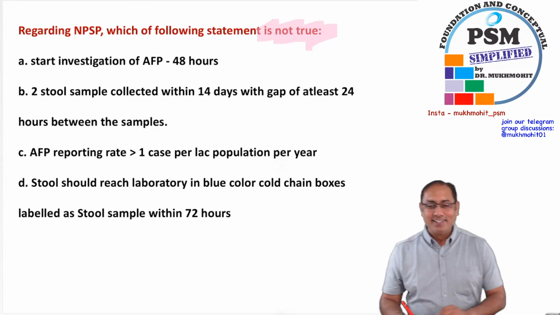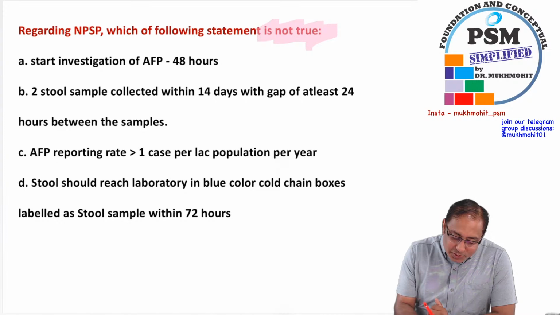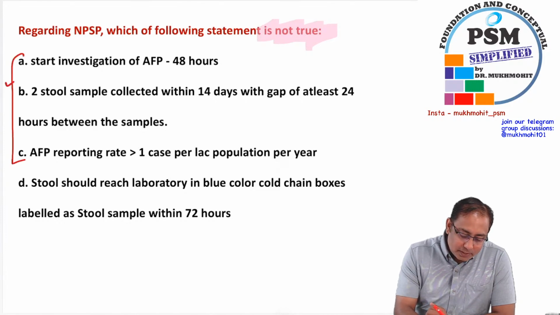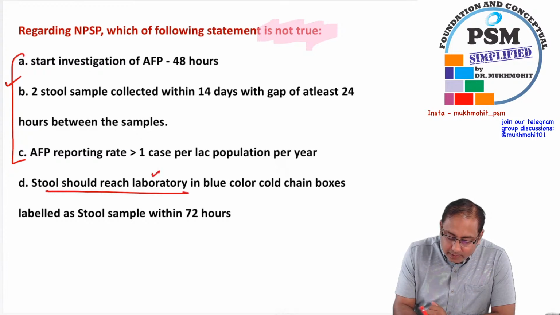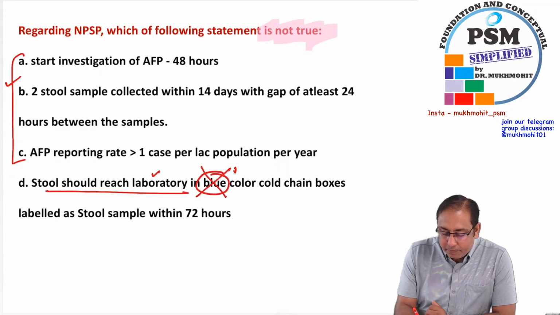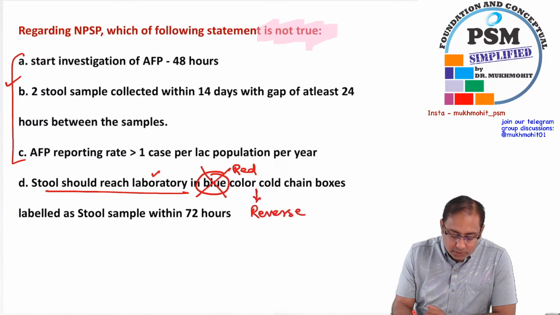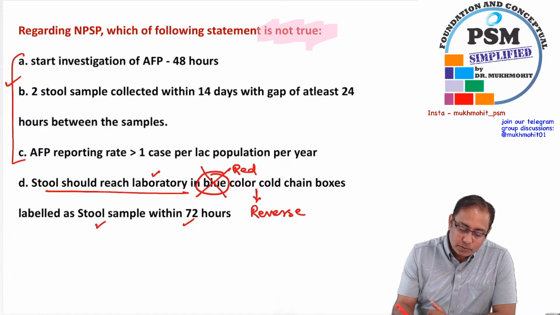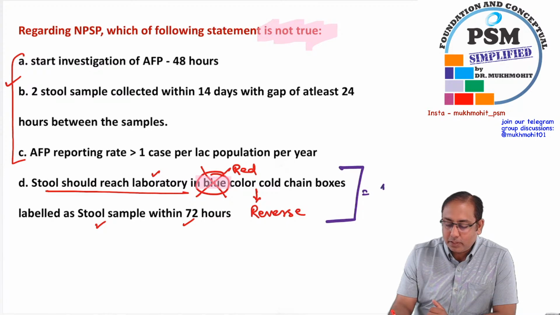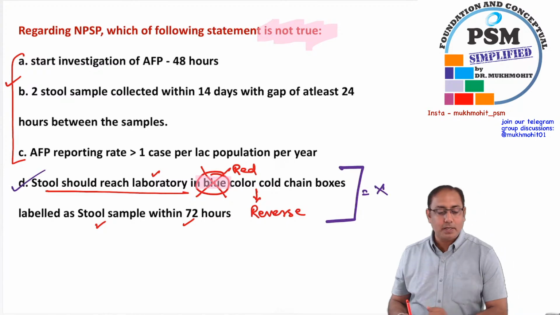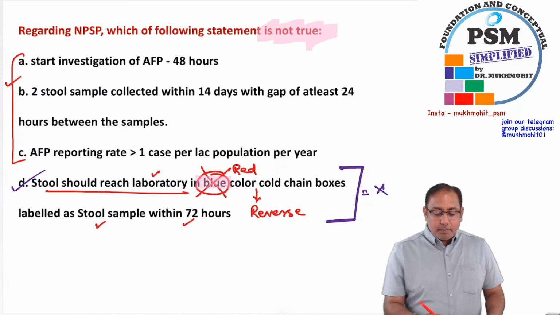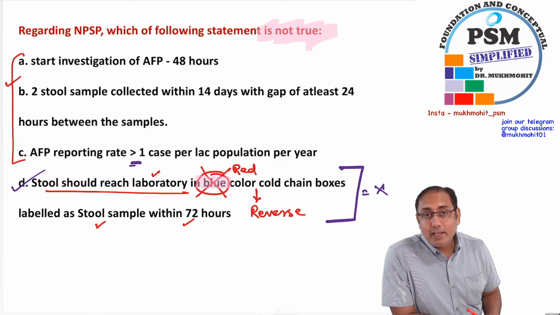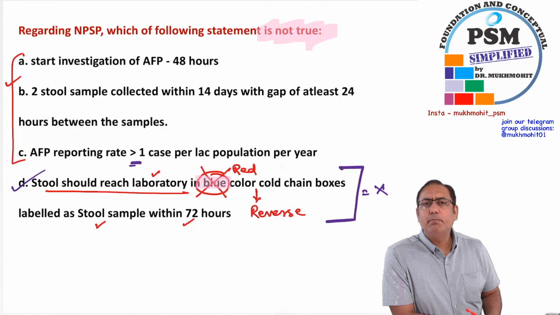Absolutely correct. You've got the color, you've got the code, you've got the answer. Every answer is correct, beta. All options are correct. Stool should reach laboratory in red color cold chain boxes labeled as stool sample within 72 hours. Everything was correct. Only problem was with the red color bag. So red color box, please note, this is the only wrong answer. You were supposed to mark option number D. So AFP reporting rate should be more than one case. Please note that AFP, acute flaccid paralysis, can be because of many other problems.